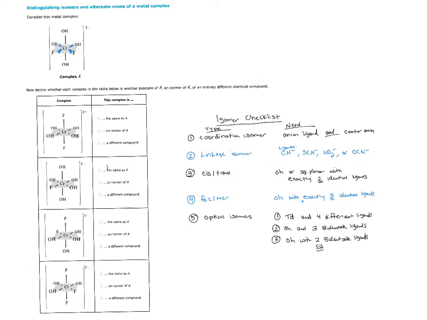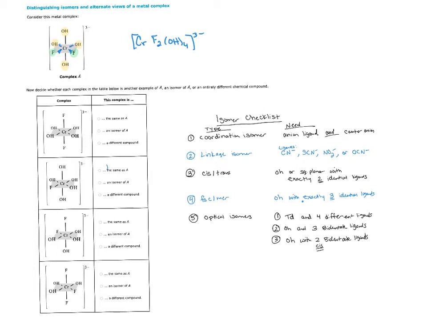So one good thing to do is to start by writing the chemical formula of the complex that is given. Remember, we start with the metal center, and then we're going to list our ligands. I see that I have 2 fluoro ligands and 2 hydroxo ligands. So I will write that as Cr F2 OH4, square brackets, 3 minus.